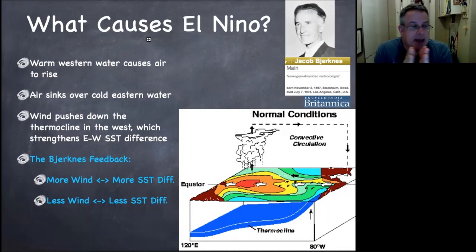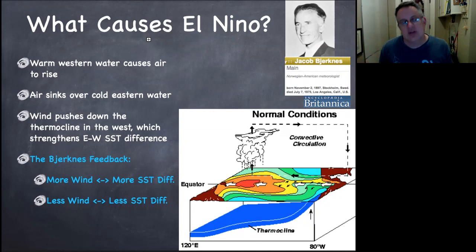So this feedback pattern of more wind leading to more SST difference and less wind leading to less SST difference was proposed by Jakob Bjerknes in a paper, I think in the 60s. So that's what's important about this being a positive feedback. More wind leads to more SST difference, which leads to more wind, which leads to more SST difference, so once you get into one of these patterns, they'll tend to self-reinforce. And so this explains why an El Nino, once it gets started, or a La Nina, once it gets started, tends to stay in place.